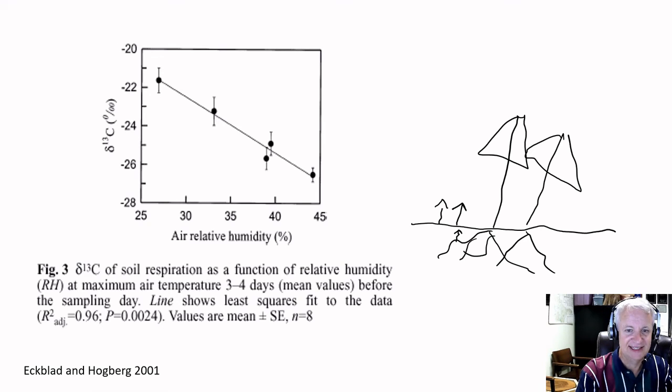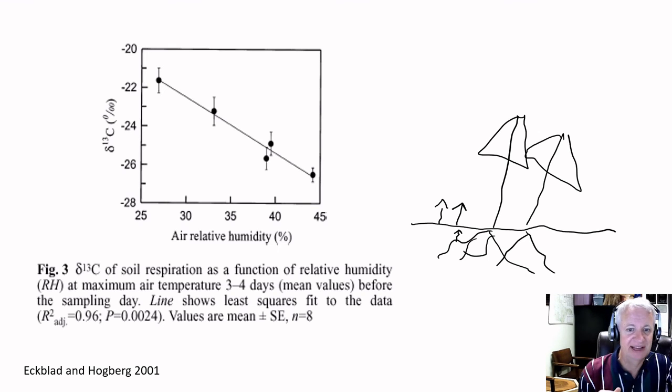So what that's telling us is that we might expect, if we think about discrimination, on days with lower humidity, that causes stomatal closure. And we might expect then less discrimination against 13C, so less negative values of Δ13C. On days with higher humidity, we might expect the stomata to be wider open and there to be more discrimination against 13C.